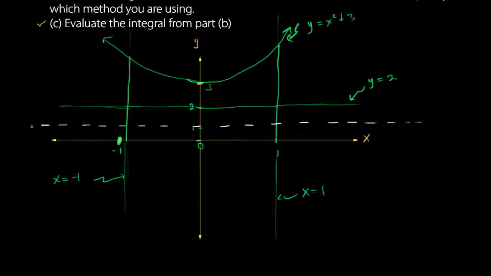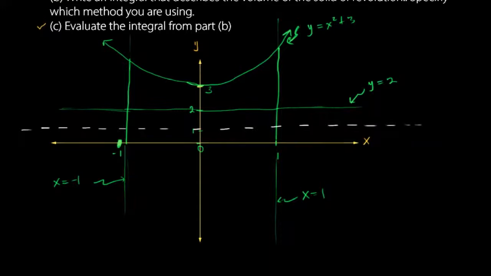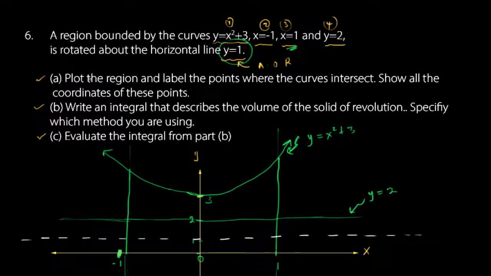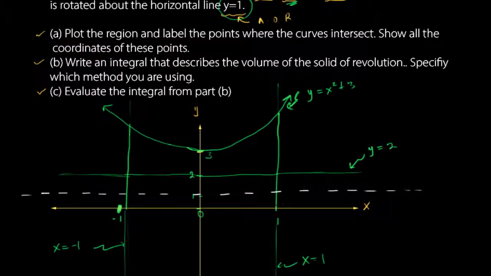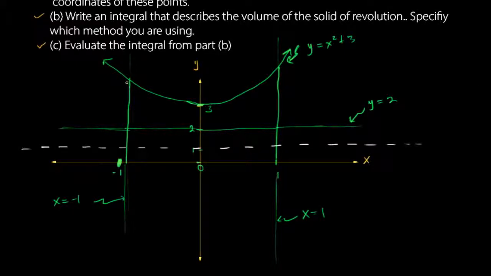So in other words, the region is going to be rotated about this. It says plot the region, so let's thicken the region. From what we see here, all the curves I drew, that is 1, 2, 3, and 4, bound this region here.